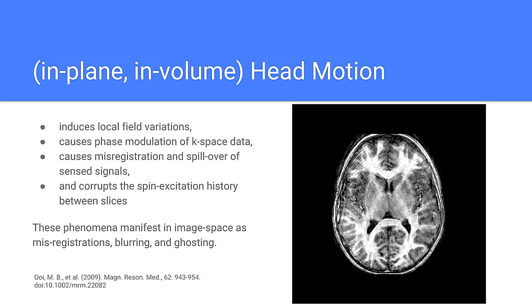Here we have another example, and some of the implications of head motion. Whenever you introduce any object inside the bore of the scanner, you will modify the field. Head motion makes this perturbation of the field dynamic. It also affects your k-space and will introduce some spin history effects on your data.